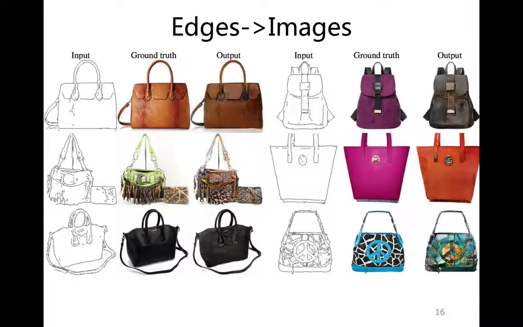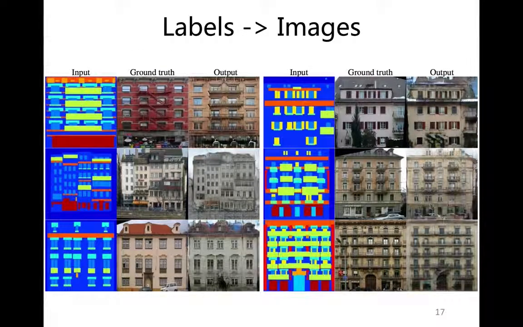Here are some results from this conditional GAN again. By using the conditional GAN, we can generate very realistic images, which look very nice. Some of them are even nicer than the ground truth, right? Also, here is the input from the segmentation labels to the images. Of course, the result is not unique, as you know. So the results are usually similar to the ground truth, but not exactly the same.